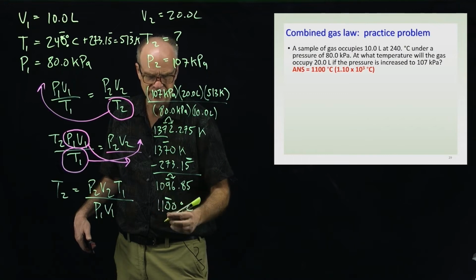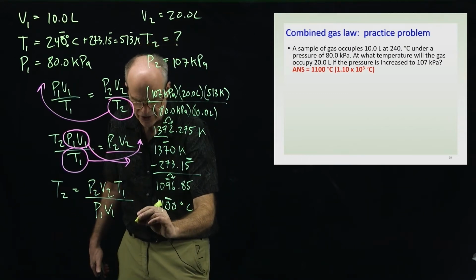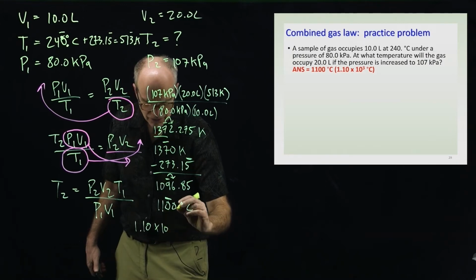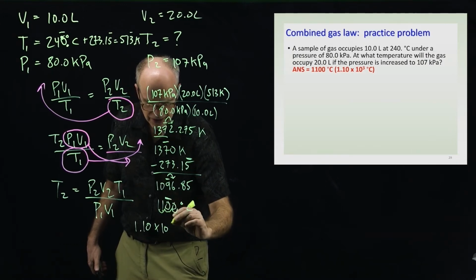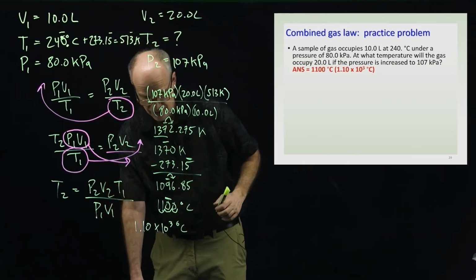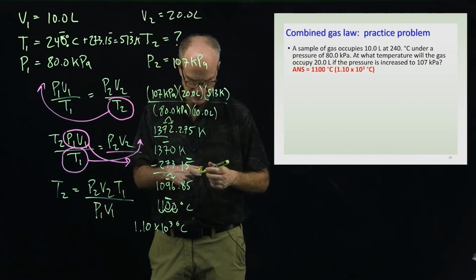So this has 3 significant figures. So if you wanted to, you could write this as 1.10 times 10 to the 3 degrees Celsius. And I think that's the answer I got on the screen. It is. Okay, so we will move on.